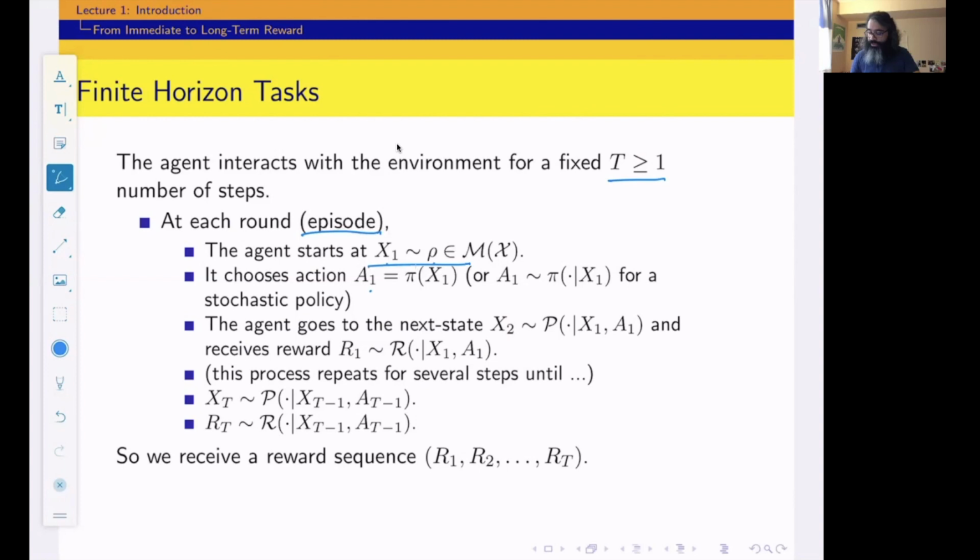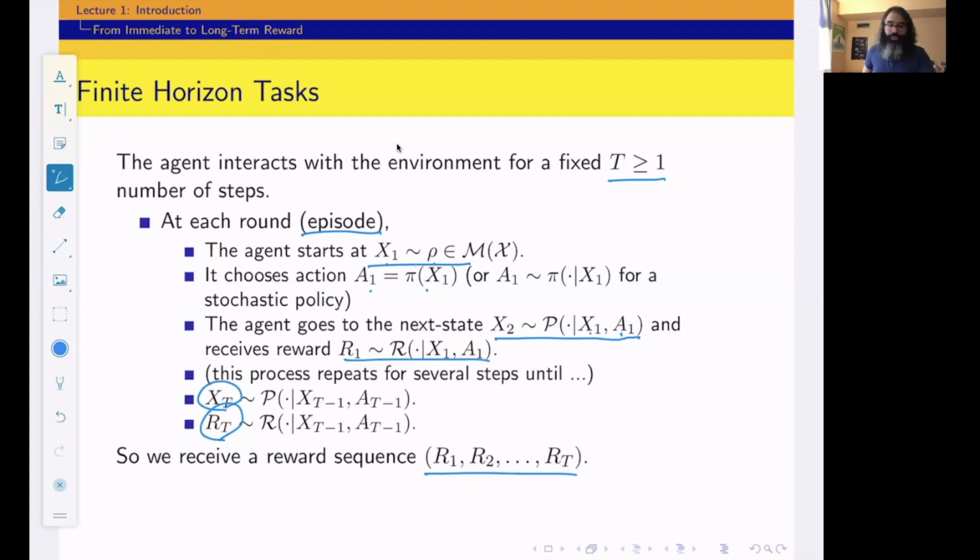It chooses action A1 according to policy pi. This is for a deterministic policy; we can define it for a stochastic policy too. Then the agent goes to the next state, x2, according to the transition probability kernel that is conditioned on the random variables x1 and a1. So we get x2. We didn't have this in the immediate reward case; we had it in the first part when I was talking about MDPs and agent interaction with the world. Also, we get a reward here. And then this process repeats for many steps. For how many steps? T steps. So it's finite with a fixed T, until we get the last state and last reward.